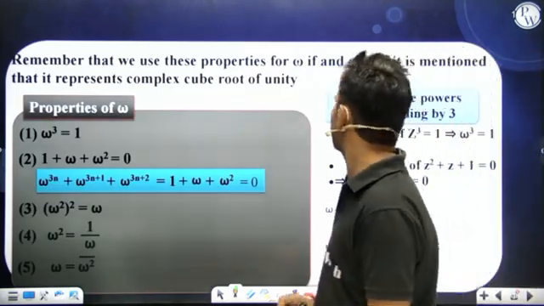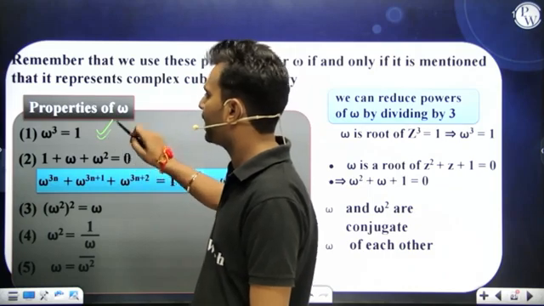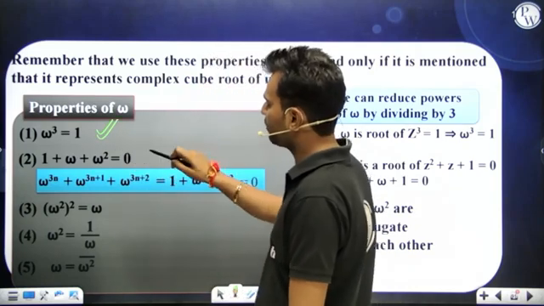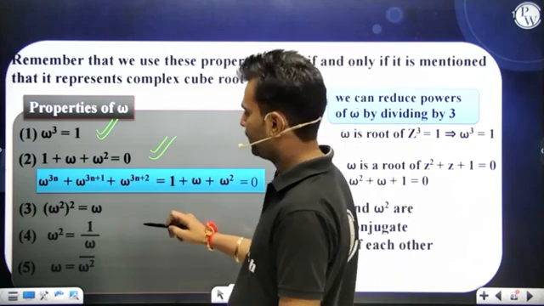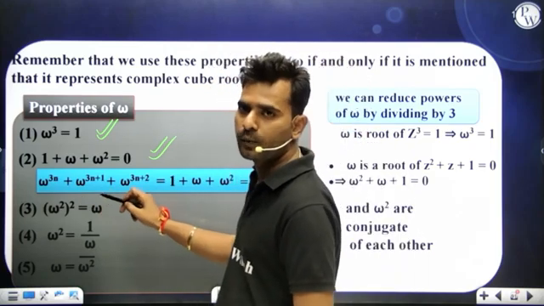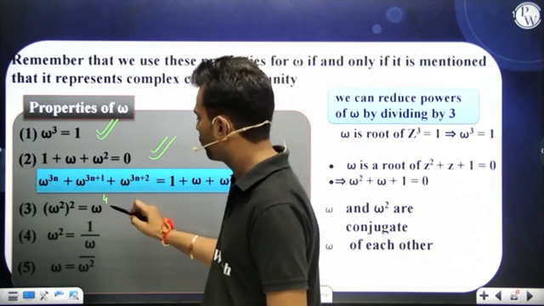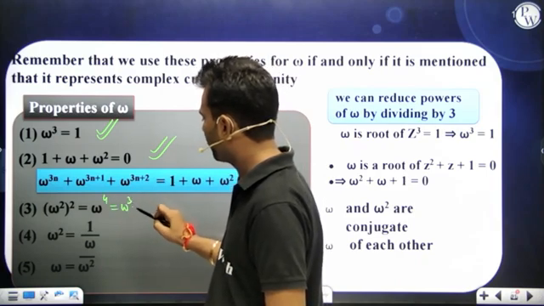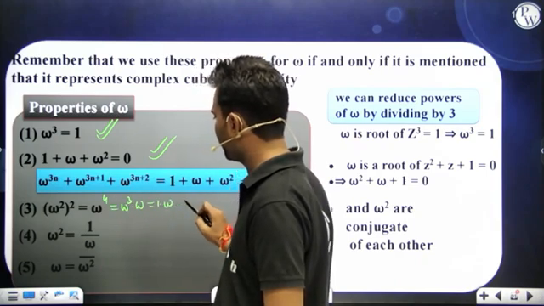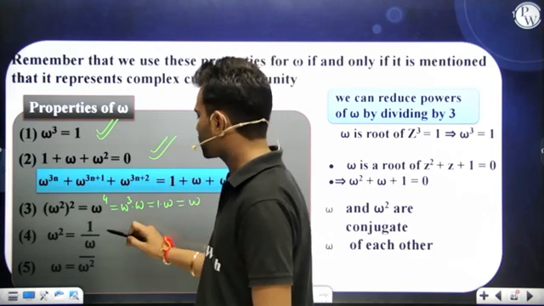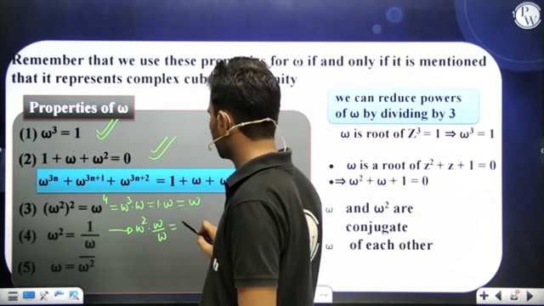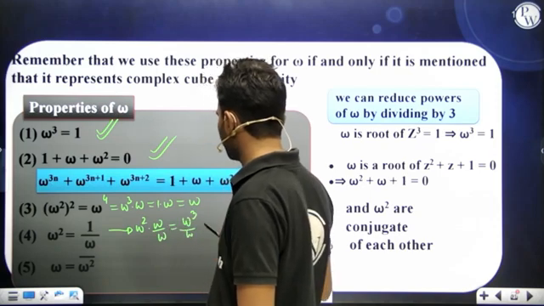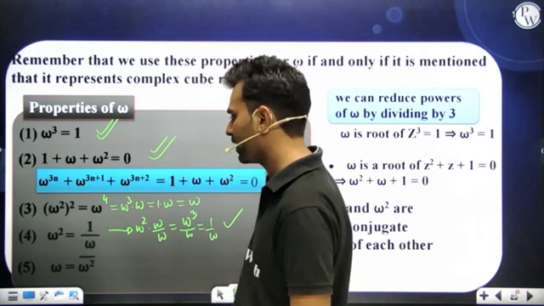Okay, you need to remember a few properties of cube roots of unity. Omega cube is always equal to 1. The sum of 3 consecutive powers of omega is always equal to 0. Then omega square whole square is omega to the power 4, which can be written as omega cube into omega, that is 1 into omega, again omega. Omega square, if you multiply by omega, is omega cube, so omega square is nothing but 1 by omega.